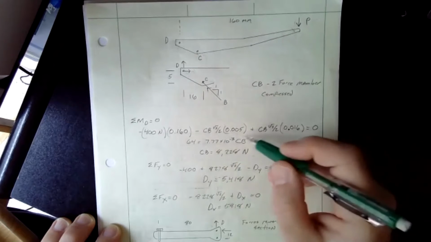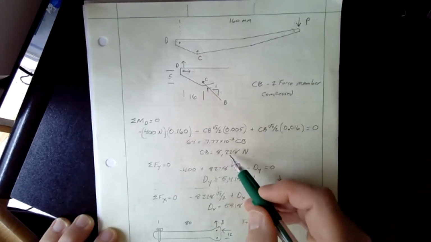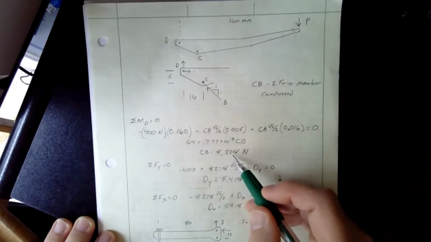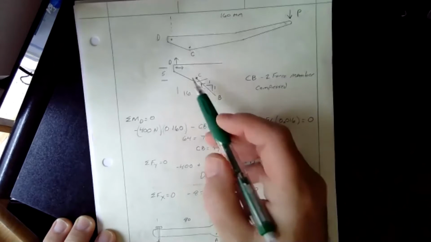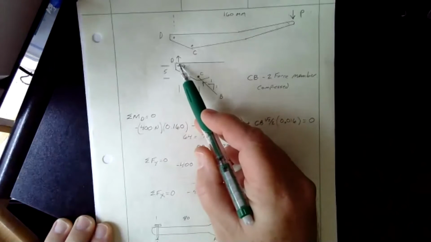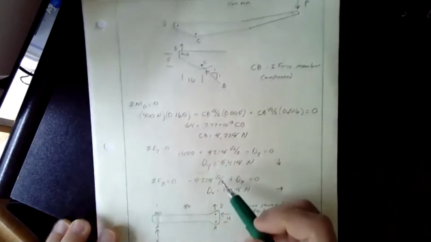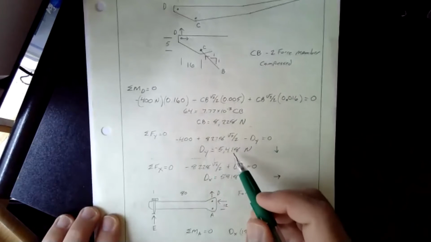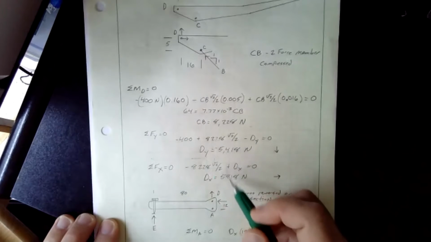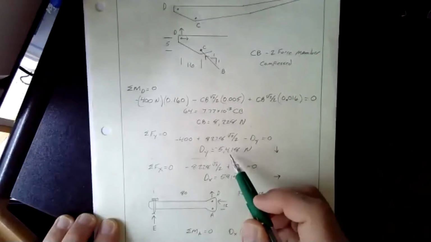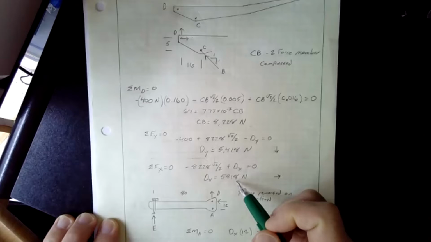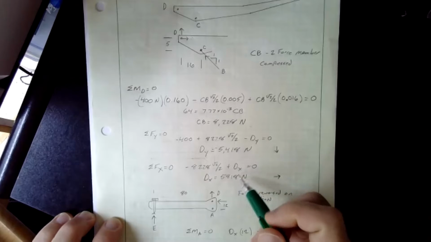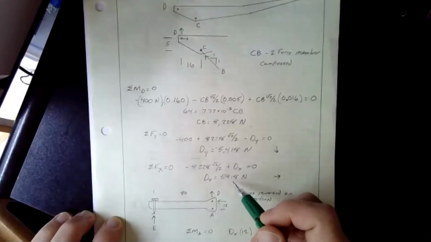Once we solve, we end up with CB having this huge force in it, 8,228 Newtons. Now we can sum in the x and the y. What we find is that dx and dy are almost the same. The only difference is that 400 Newtons. So dy is 5418, dx is 5818. So there's what we have.